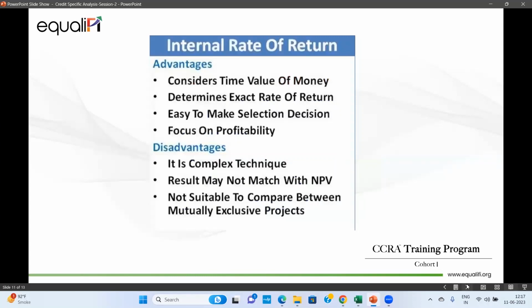There are a few advantages and disadvantages of the IRR method. It considers the time value of money, which is an advantage. It determines the exact rate of return, also an advantage. It is easy to make selection decisions, easy to understand, and focuses on profitability. The disadvantage is that it is a complex technique. Even the calculation is slightly complex, as you have seen, and it is not suitable to compare mutually exclusive projects. So that is also one thing.